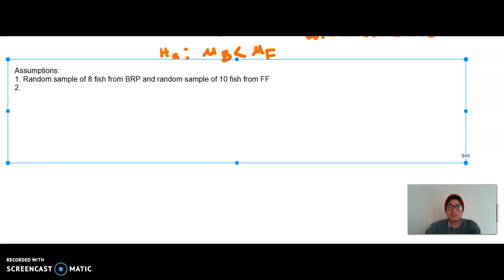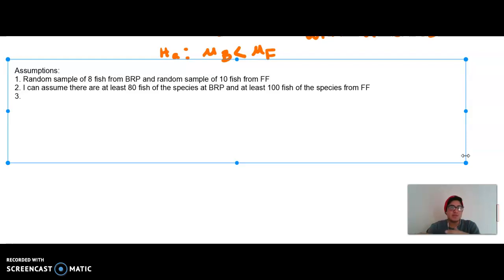Next up is my 10%. Since I'm sampling here, this is not an experiment, but we're sampling, so I can assume there are at least 80 fish of the species at Buy Right Pets, and at least 100 fish of the species from Fish Friends. The reason I picked those numbers is using the 10% condition. We're sampling less than 10% of the populations. It's okay. The degree of dependence becomes negligible. You can also write this out as an inequality. I just chose to spice it up here.